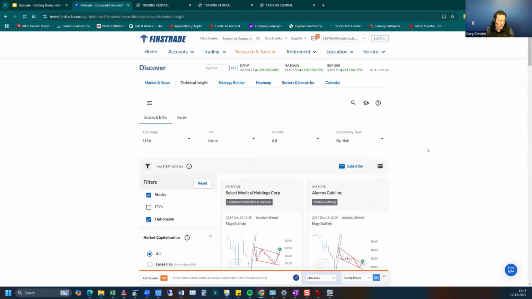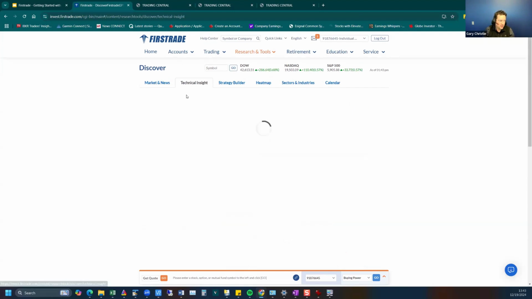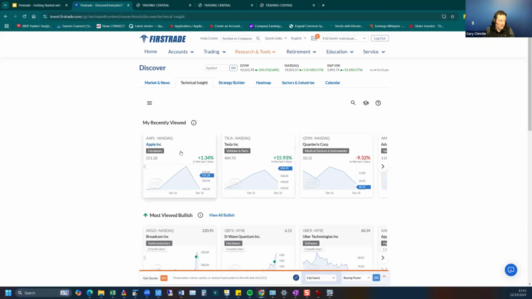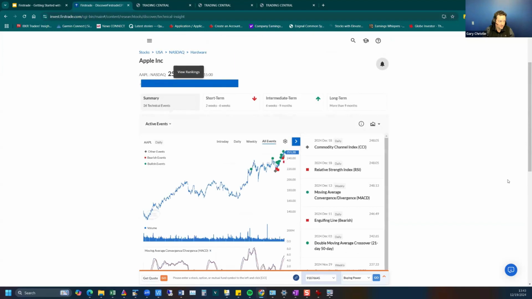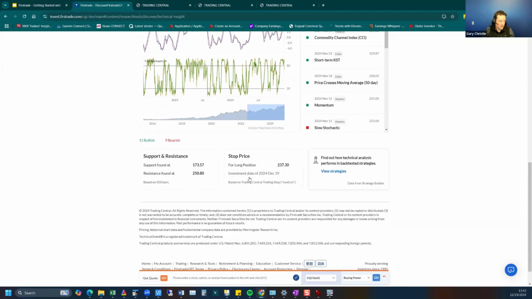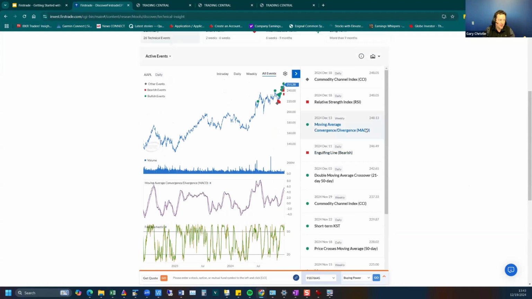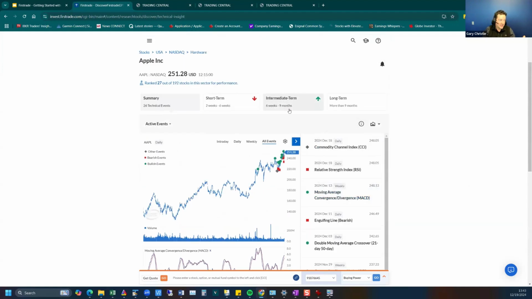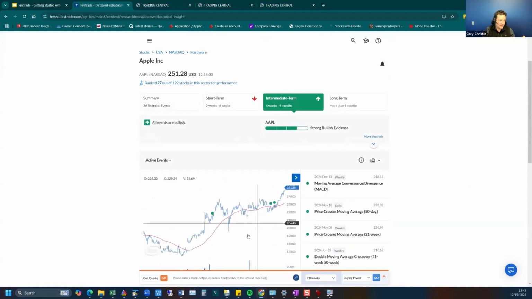Okay, so I can also do it with individual stocks, by the way. So let's go to technical insight, right? Let's click on Apple. It's the first one here. Now I'm getting all the technical events that you can imagine. Stop loss suggestions, support and resistance, right? I can see all the patterns here. I can go into different time frames and see.